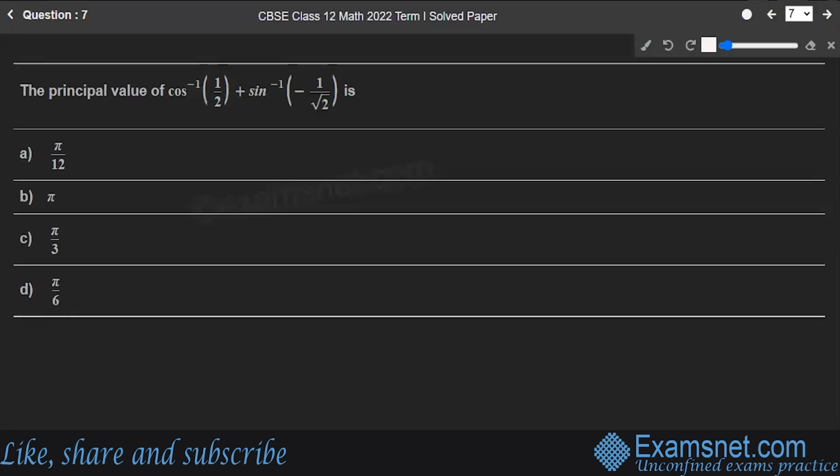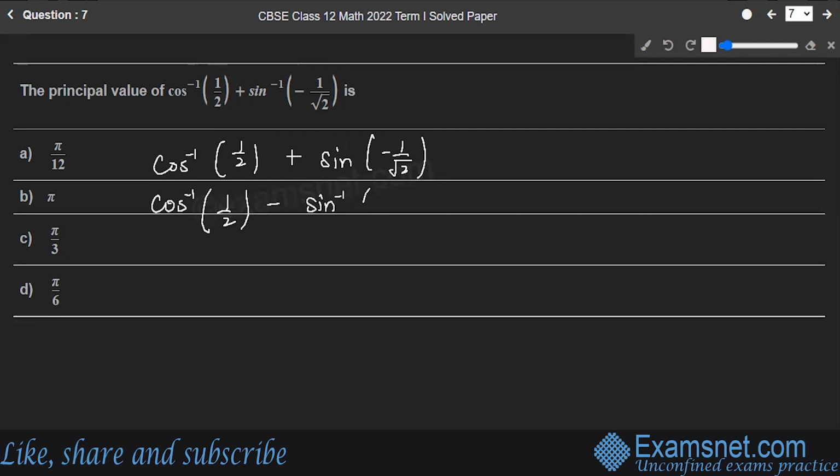Question number 7. The principal value of cos inverse 1 by 2 plus sine inverse minus 1 by root 2 is given by. Fine, this is very easy. Cos inverse 1 by 2 plus sine inverse minus 1 by root 2. This can be written as cos inverse 1 by 2 minus sine inverse 1 by root 2. So let's make the table once. I hope you already know the table, but still, let's make it once.